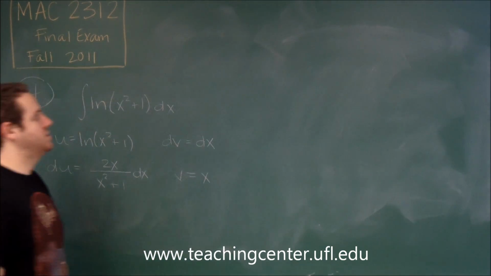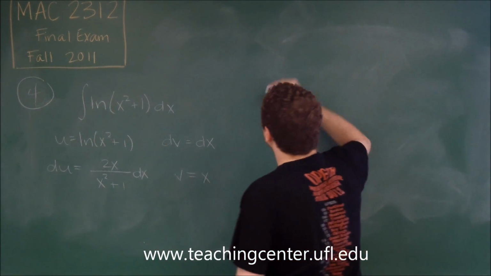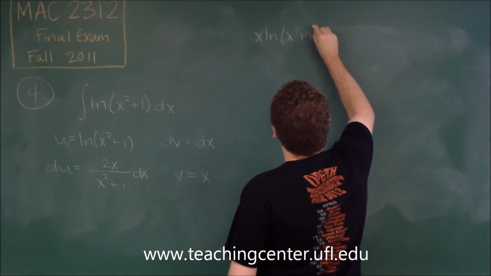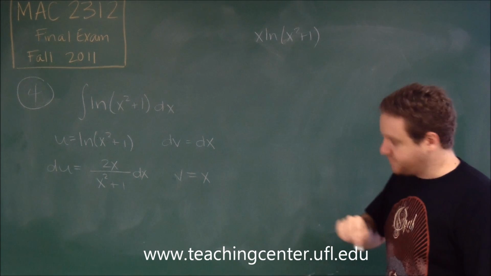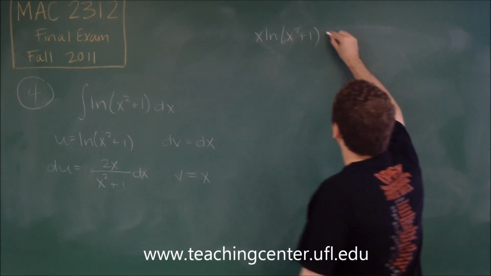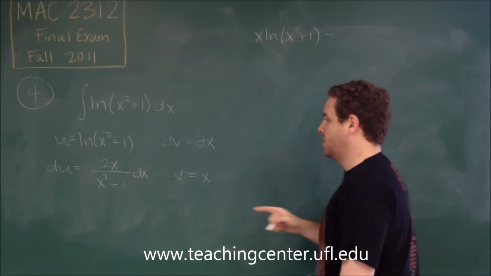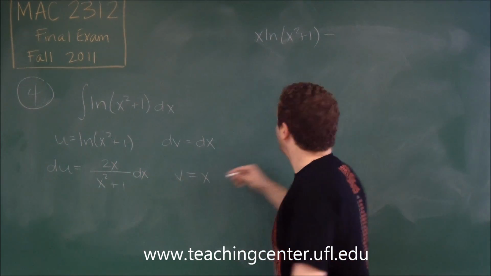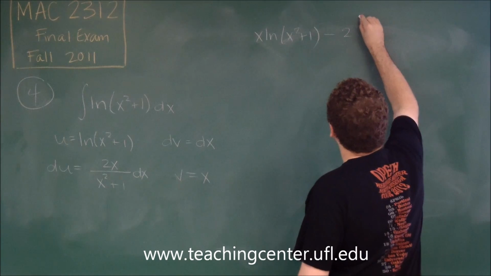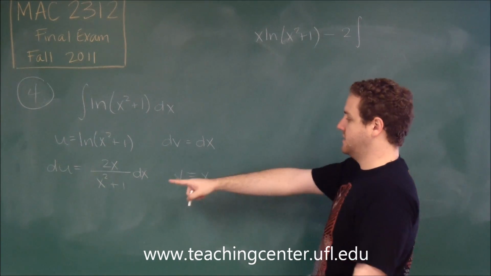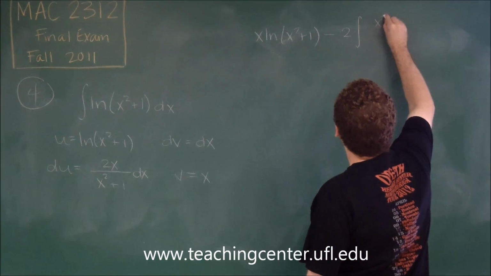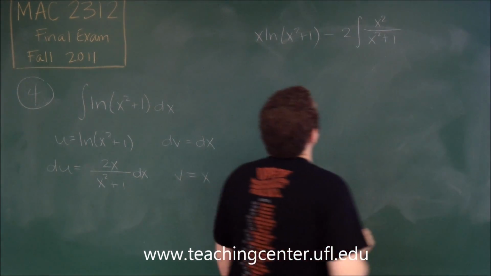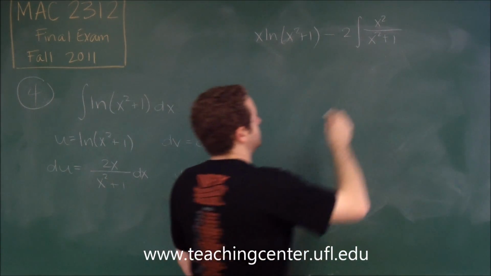So now we're ready to use our integration by parts formula. We get uv, x ln of x squared plus 1, minus the integral of v du. So we have x times 2x over x squared plus 1. We can put that 2 in front of the integral, and we get x times that, which is x squared over x squared plus 1 dx.